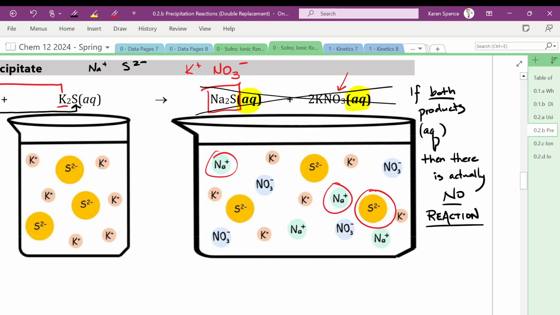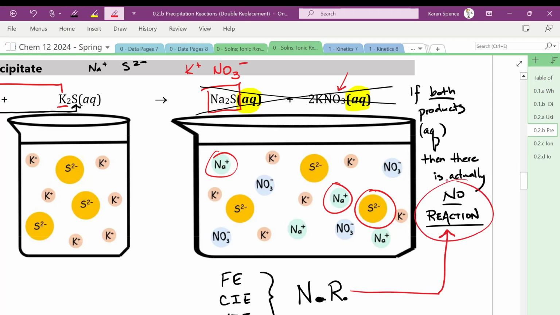So what would we write for the complete ionic equation? Nothing. What would we write for our net ionic equation? Nothing. And in fact, for our formula equation, we would also write nothing. All you have to do is write no reaction. So the answer to all three of them, the formula equation, the complete ionic equation, and the net ionic equation, they are all just NR, which stands for no reaction.